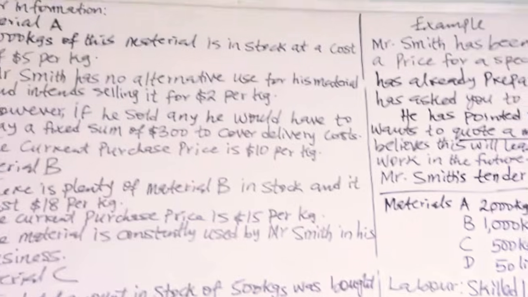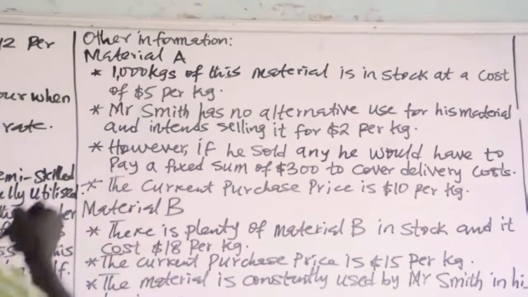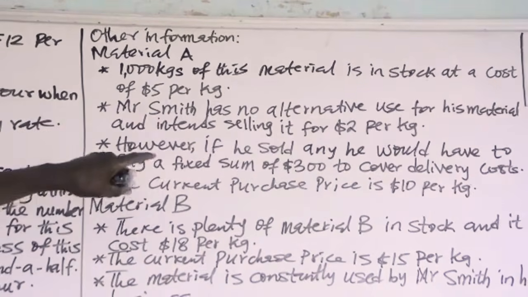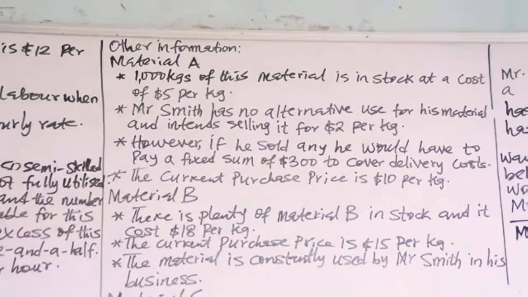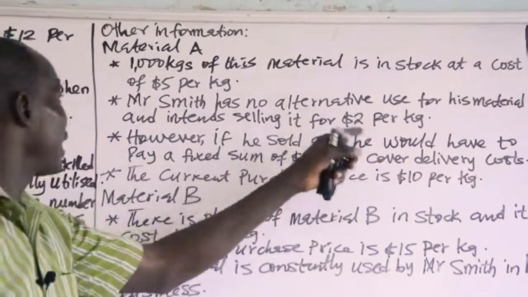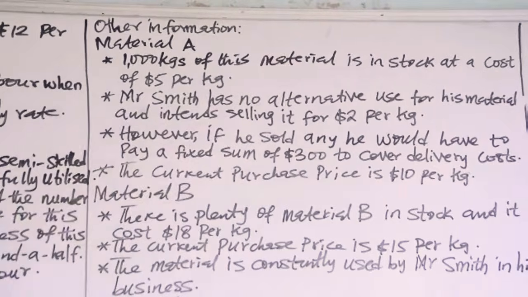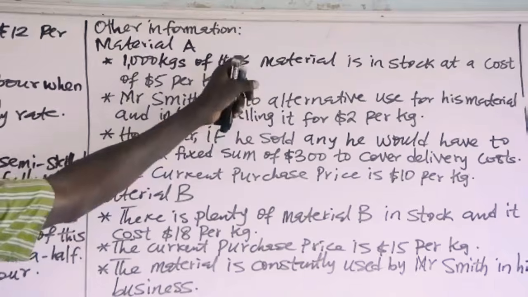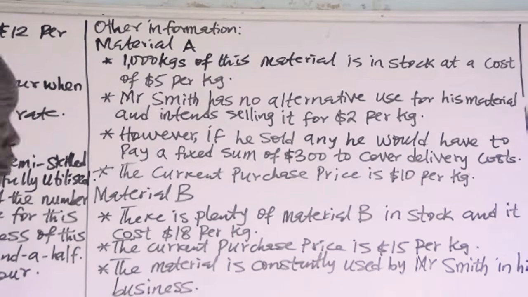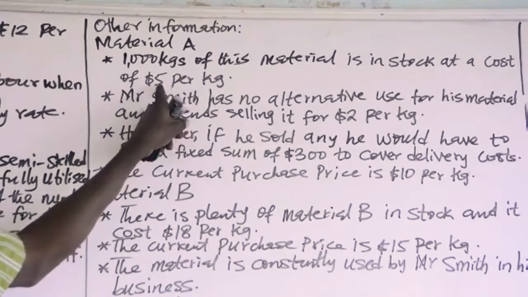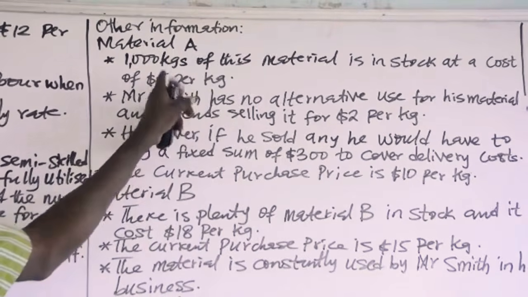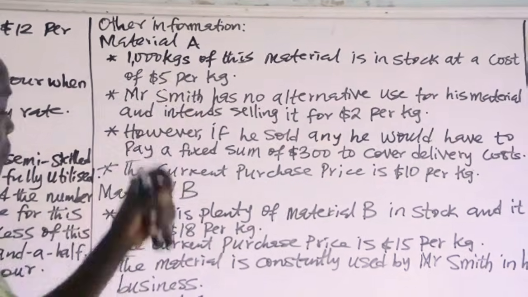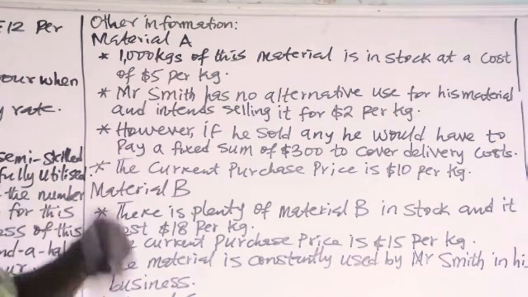Other information. Material A. 1,000 kg of this material is in stock at the cost of $5 per kg. Since it is in stock, that shows that material A is an existing material. And the 5 naira per kg is the price at which material A was bought sometime in the past. This 5 naira is a sunk cost.